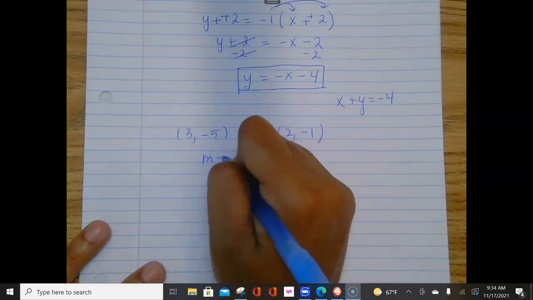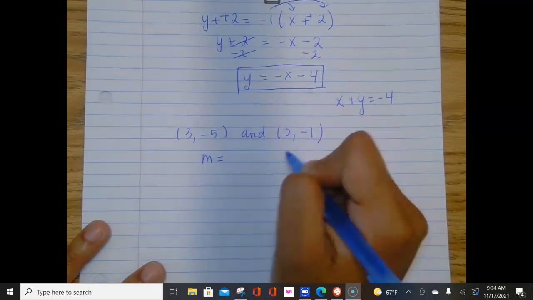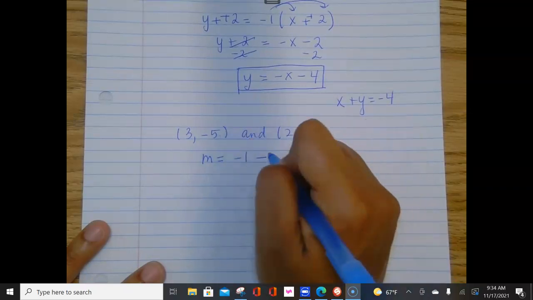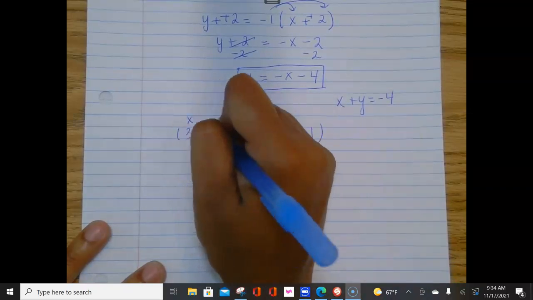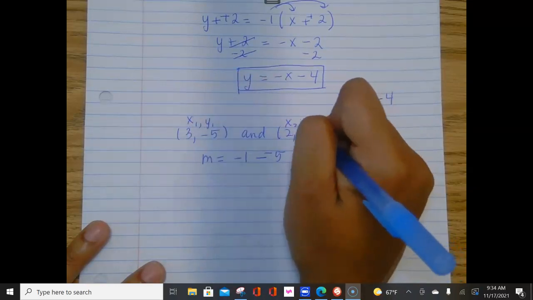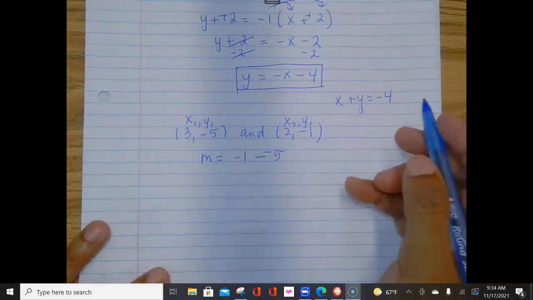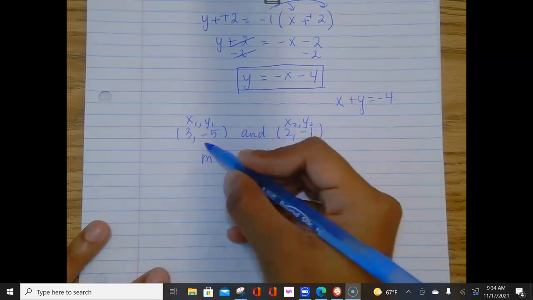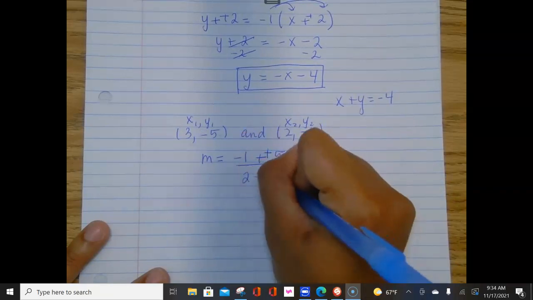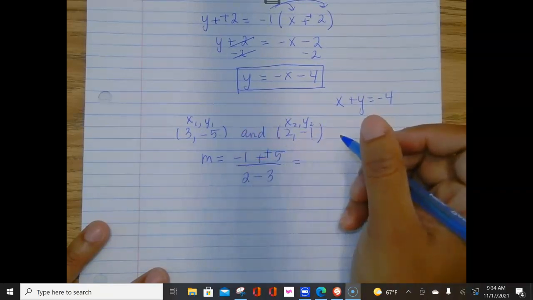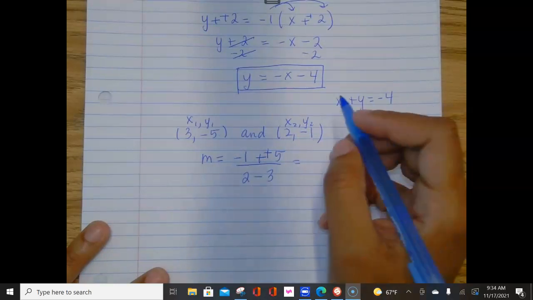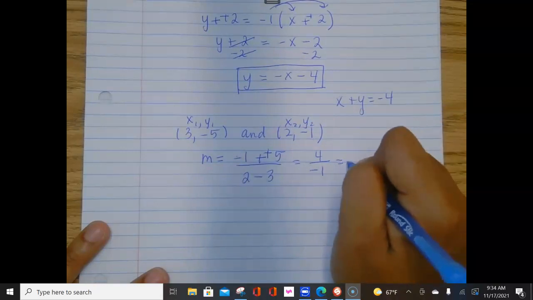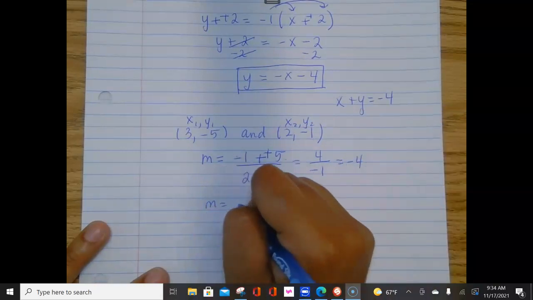So again, m is equal to y2, which is negative 1, minus, this is your y1. I'll go ahead and label it just to be consistent. But the more you practice it, the more it becomes second nature. Alright, so now this is plus, divided by x2, 2, minus 3. And it helps to say it aloud. That way you can see, I can say these are the numbers and this is what I'm getting ready to write down. So this becomes 4 over negative 1, which is negative 4. So we have a slope of negative 4.